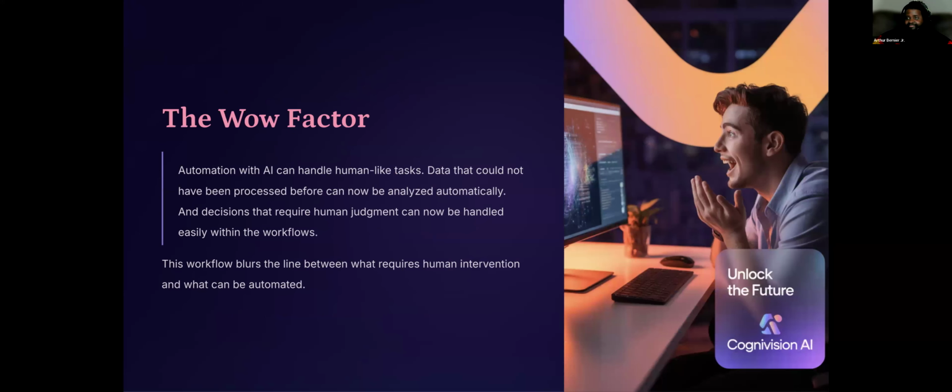Very surprised, right? Now, automation with AI can handle human-like tasks. Data that could not have been processed before can now be analyzed automatically. Decisions that require human judgment can now be handled easily within the workflows, right? So it's things that used to take a lot of humans in the loop in order for you to really get something going. Now you don't have to have a human in the loop in order to do those things. So that's pretty clear.